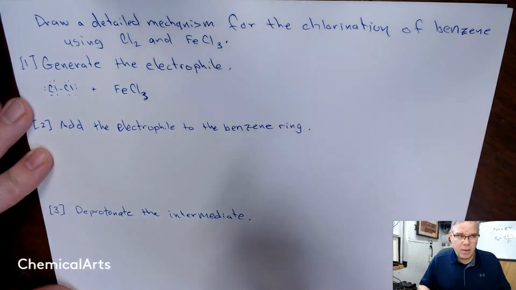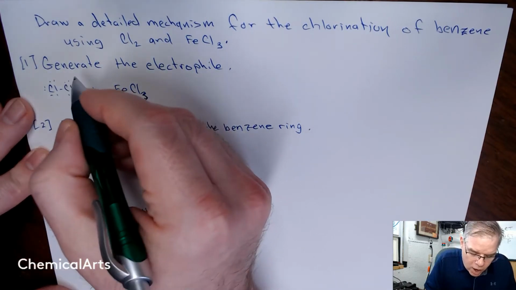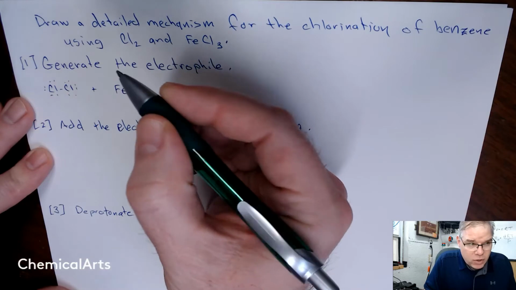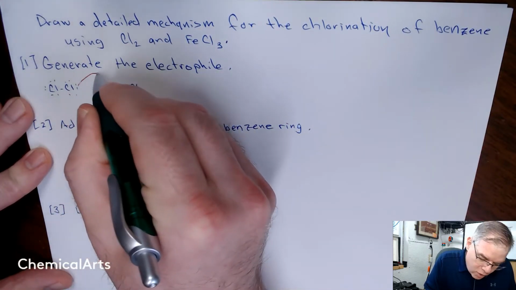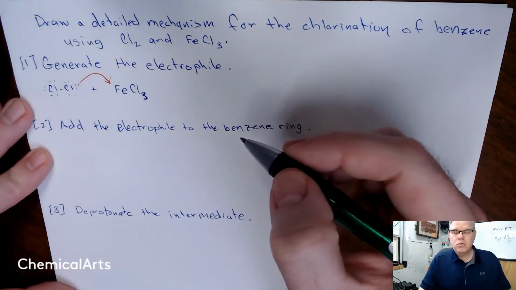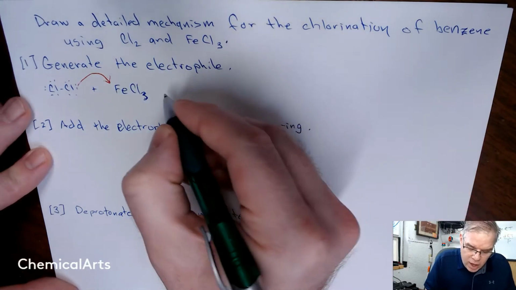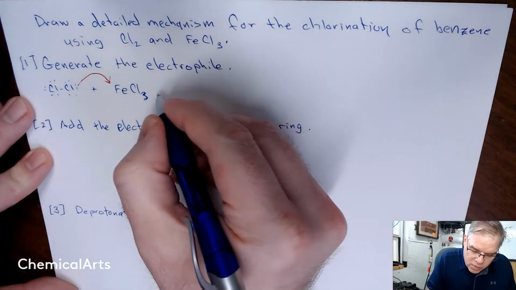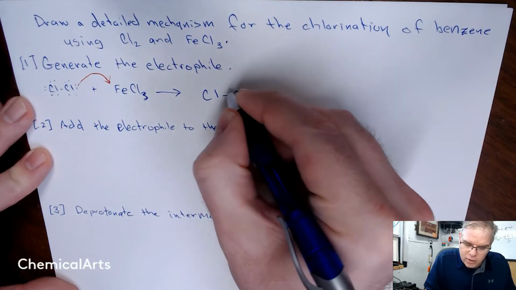So first step, let's react that chlorine with the iron(III) chloride. We're going to take a pair of electrons. It doesn't really matter which one we pick, but we're going to take one of the pairs of electrons on chlorine and draw an arrow to the Lewis acid, iron(III) chloride, and then that is going to generate our electrophile.